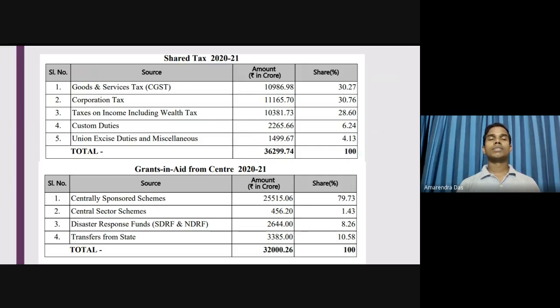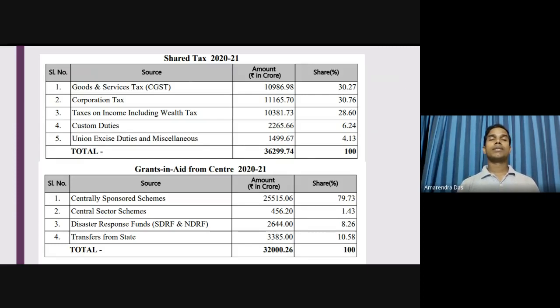So whatever goods and service tax is collected, a certain fraction will go to the states. Similarly, from the corporation tax, from the taxes on income, including wealth tax, then we have custom duties, then we have union excise duty and miscellaneous things. All these taxes are shared among the states, and the formula is given by the Finance Commission. And then we have grants in aid.